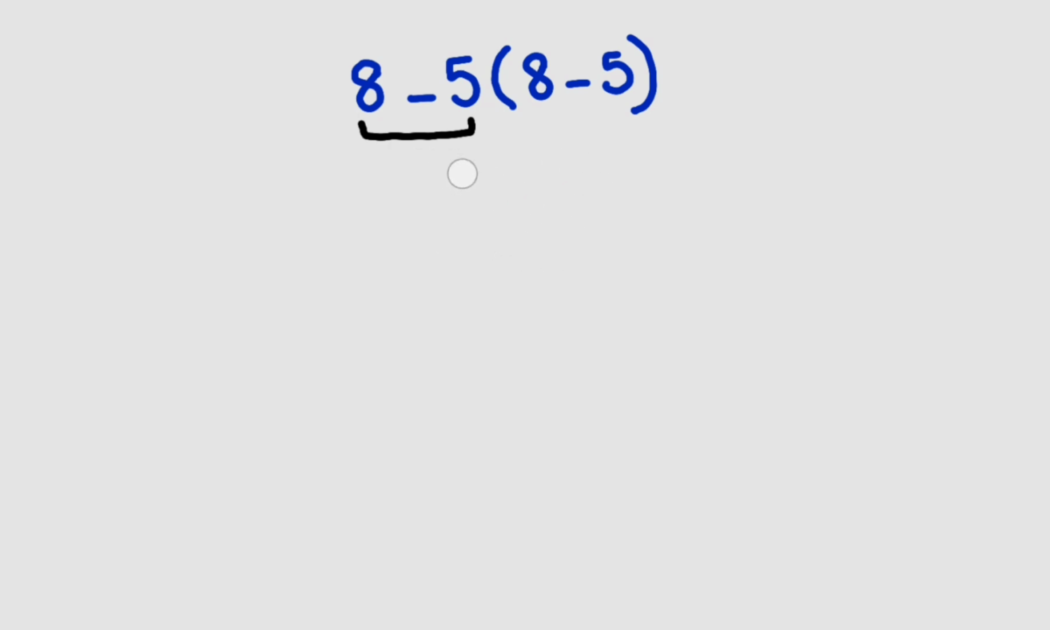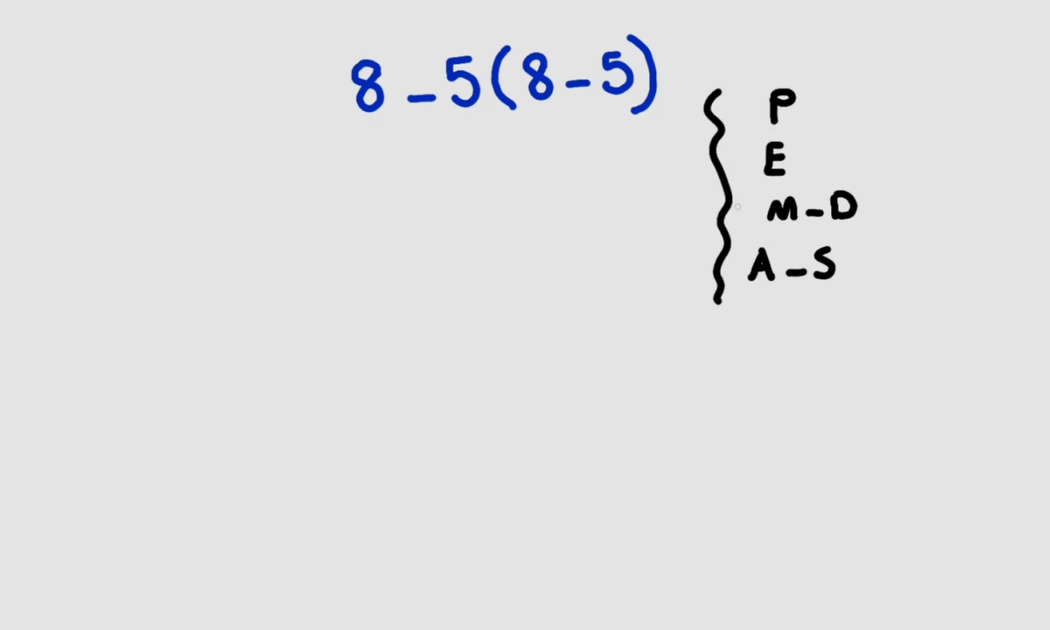According to the rules of mathematics, PEMDAS, we have to solve this math expression in this way. First parenthesis, then exponent, then multiplication or division, and then addition or subtraction. So, according to this rule, we have one parenthesis here that we have to solve first. So, 8 minus 5 gives us 3.